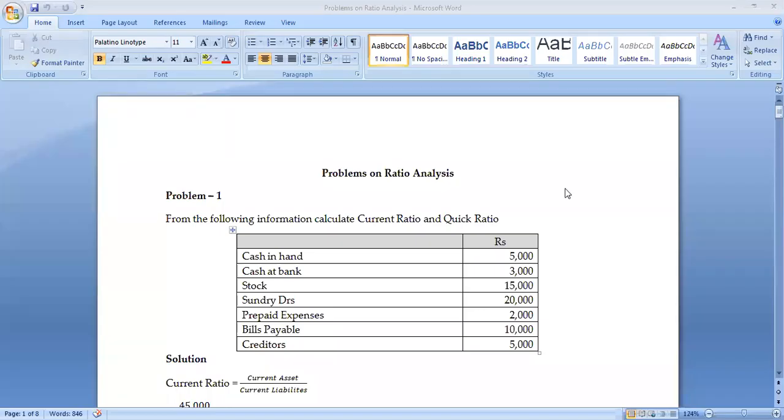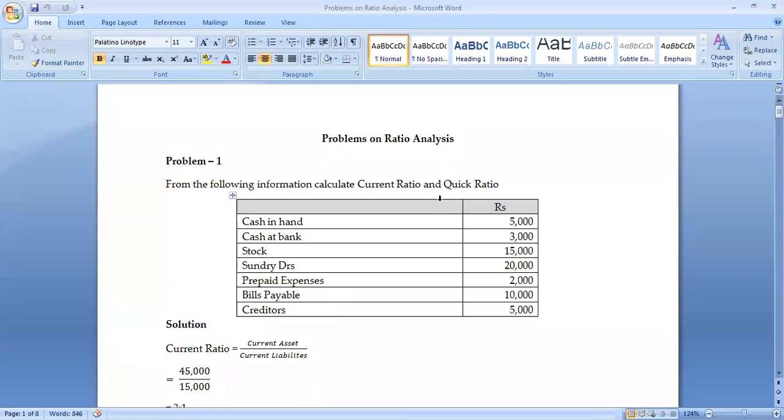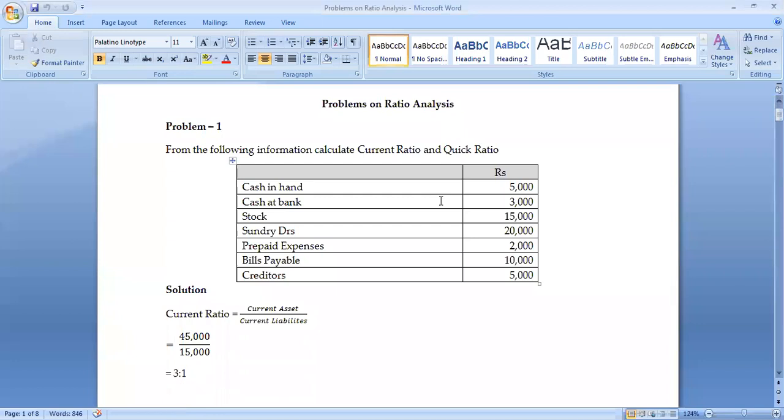Hello all. In the previous class, we discussed ratio analysis and the formulas pertaining to it. Today we shall see the problems relating to ratio analysis. We shall move on with this very simple problem. Later we will discuss the full-fledged problem.